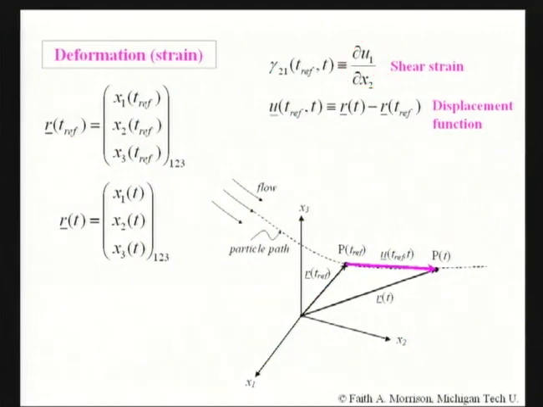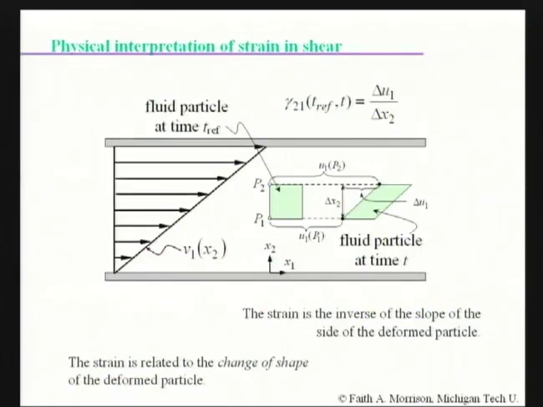So to evaluate shear strain, we need to know the position of the particles at all times in a shear flow. And we can do that, because we know the velocity field in shear flow. So here's the velocity profile in shear flow, steady shear flow, for example. And we can relate this definition of strain to some geometrical change that's taking place in our particle.